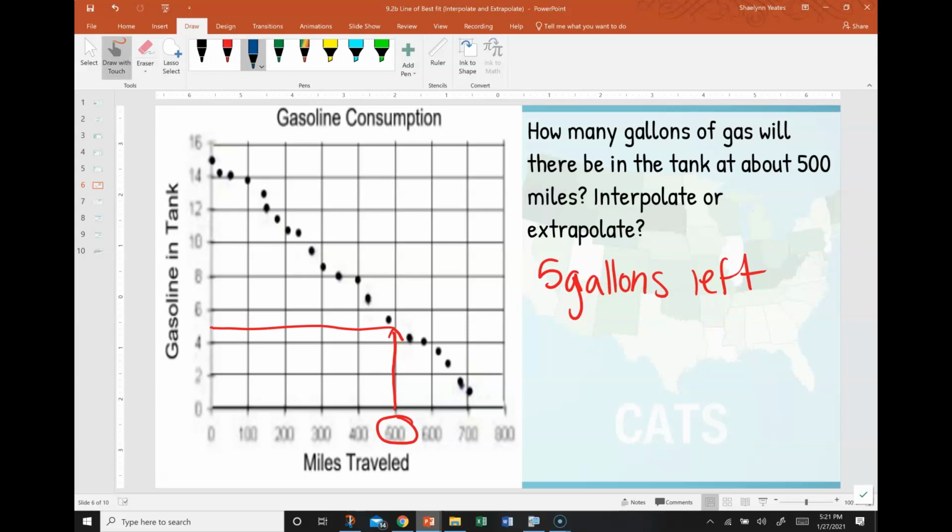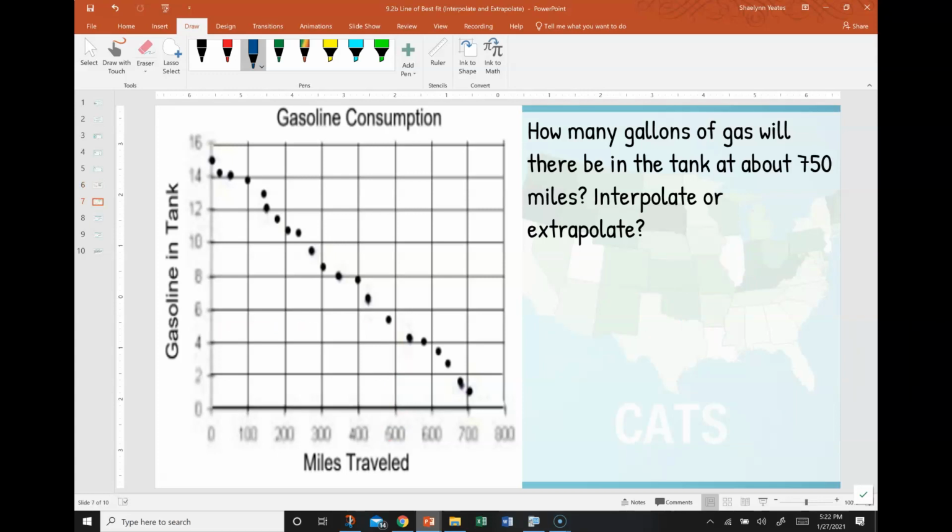Okay, now is this interpolating or extrapolating? Are we in between the first and last points on that line? Yes, we are. So this is interpolate. All right, let's look at the next one.